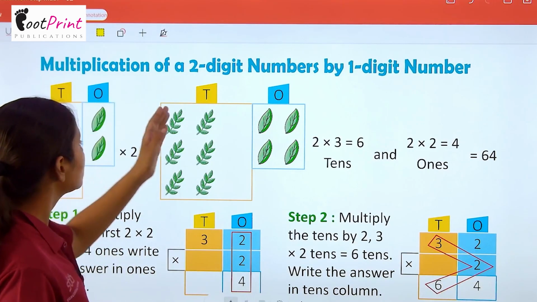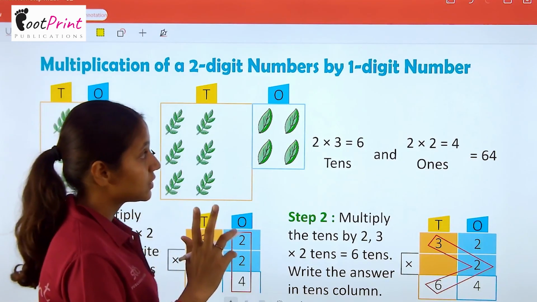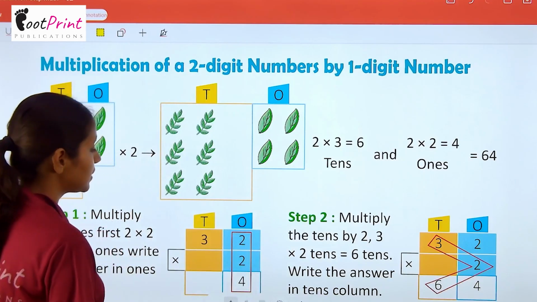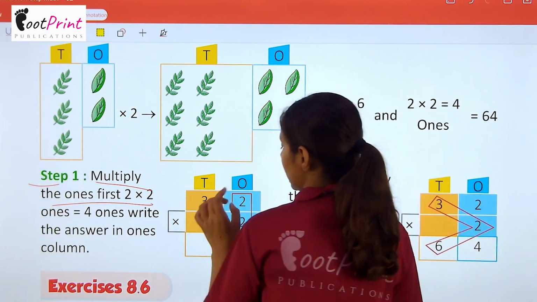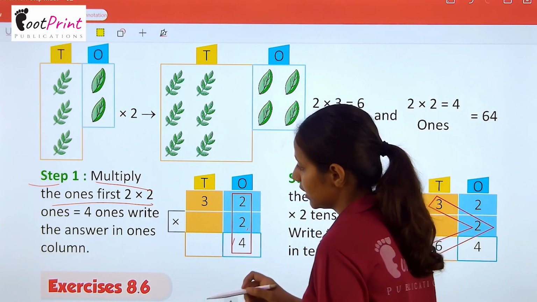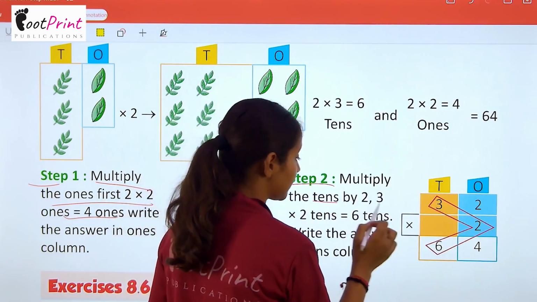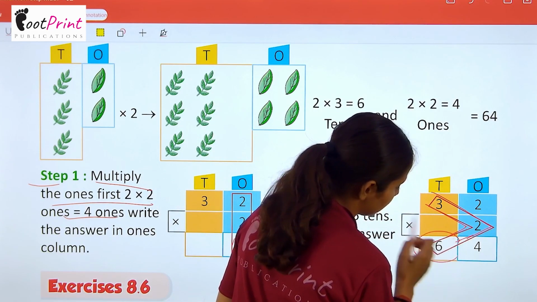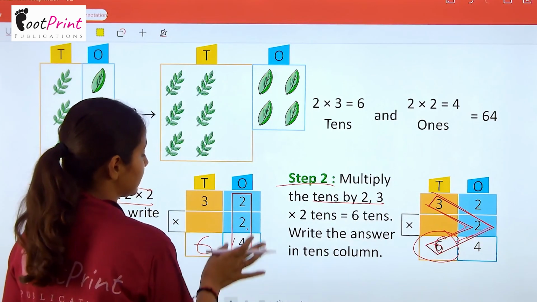Now, multiplication of a 2-digit number by a 1-digit number. So, when we have a 2-digit number and we have to multiply it with a 1-digit number, what we will do? We will do this. Firstly, do step number 1, multiply the ones. So, here we have provided 32 and 2. So, 2 multiply 2 is 4. Okay, now write 4 in the ones column. Now, step 2 says multiply the tens by 2. So, now do this kind of multiplication, and write the answer here. So, 3 2s are 6. So, we will write here 6. So, the answer will be 64.